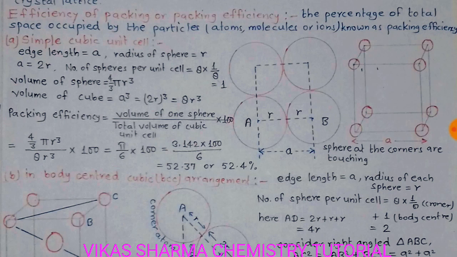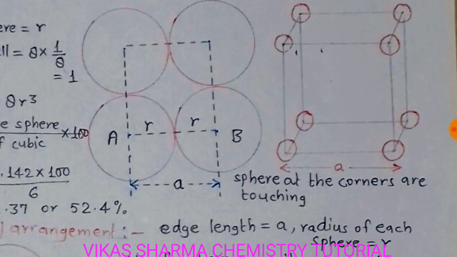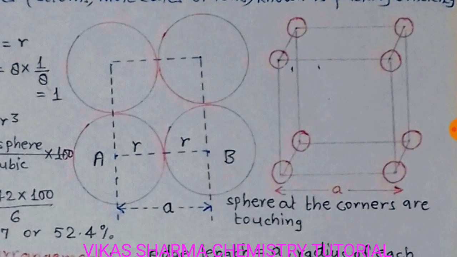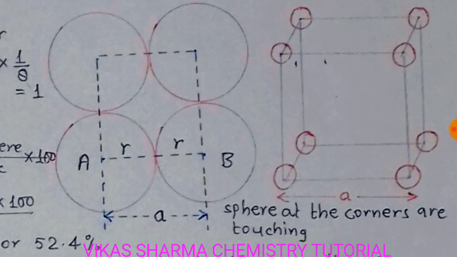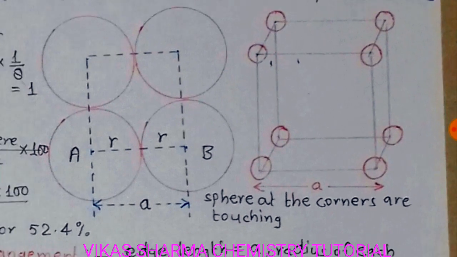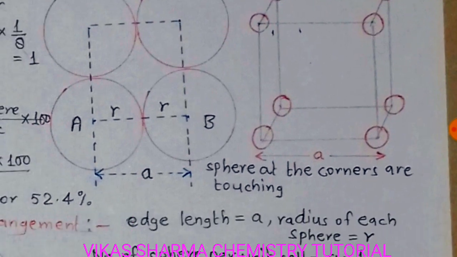Packing efficiency is equal to the volume of one sphere multiplied by 100, divided by the total volume of the cubic unit cell. So 4/3 pi r cube divided by 8r cube, multiplied by 100. The answer is 52.37, or 52.4 percent. Student, you have seen on the display that a is equal to 2r because the radii are counted 2 times in a simple cubic unit cell. Corner atoms are included in it.